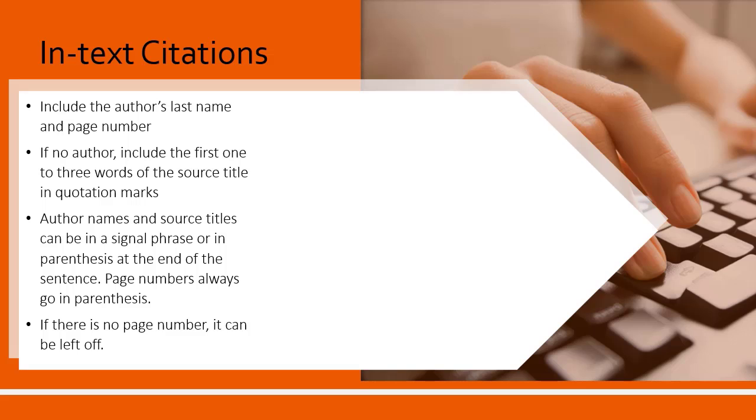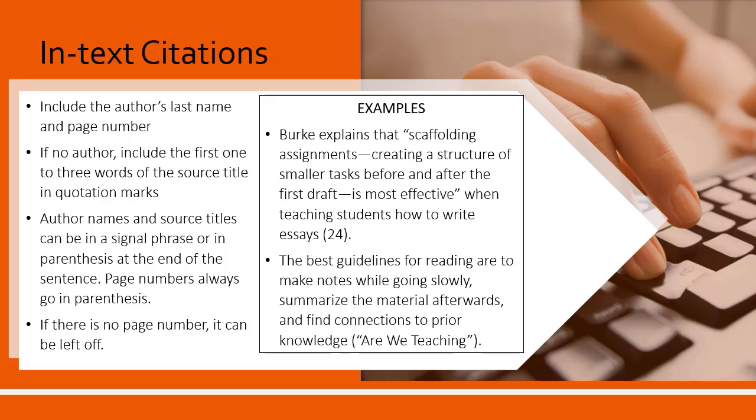In-text citations should include the author's last name and page number, but if there's no author, you can include the first 1 to 3 words of the source title in quotation marks and parentheses. Author names and source titles can be in a signal phrase in the sentence or in parentheses at the end of the sentence. If you have a page number, it always goes in parentheses. If there's no page number, it can simply be left off.